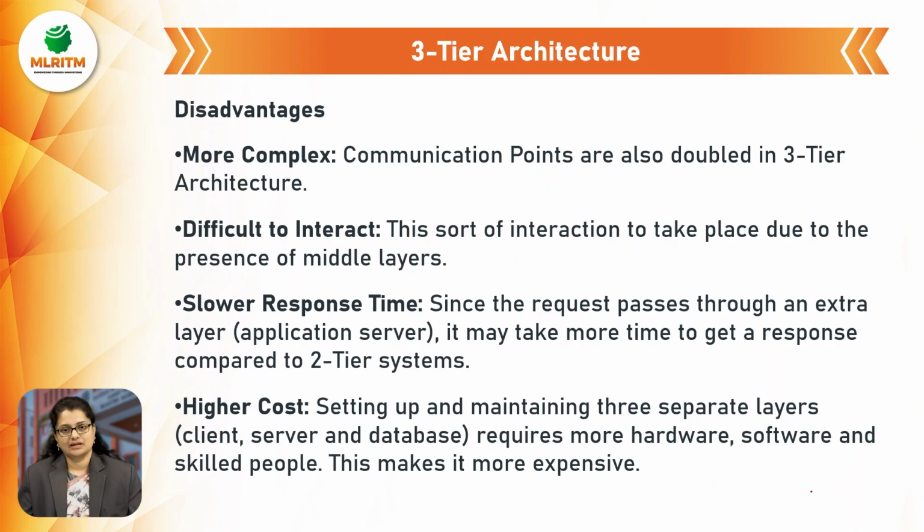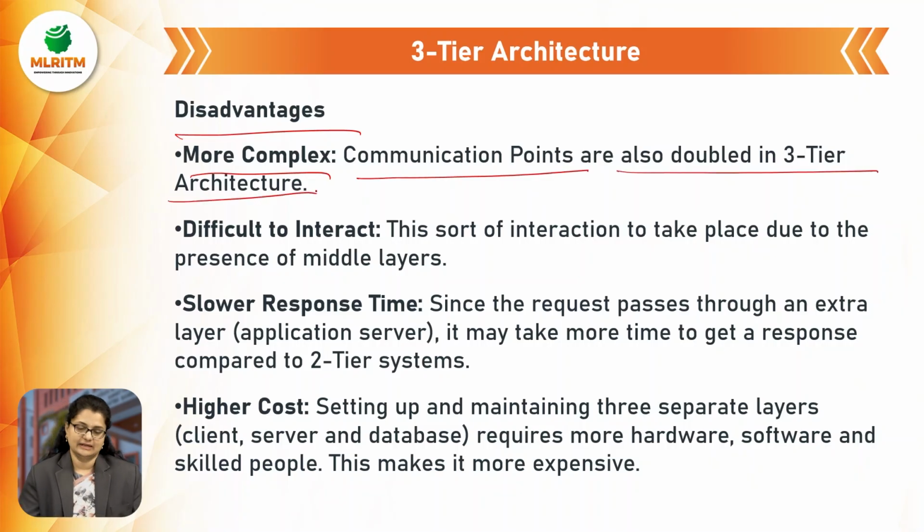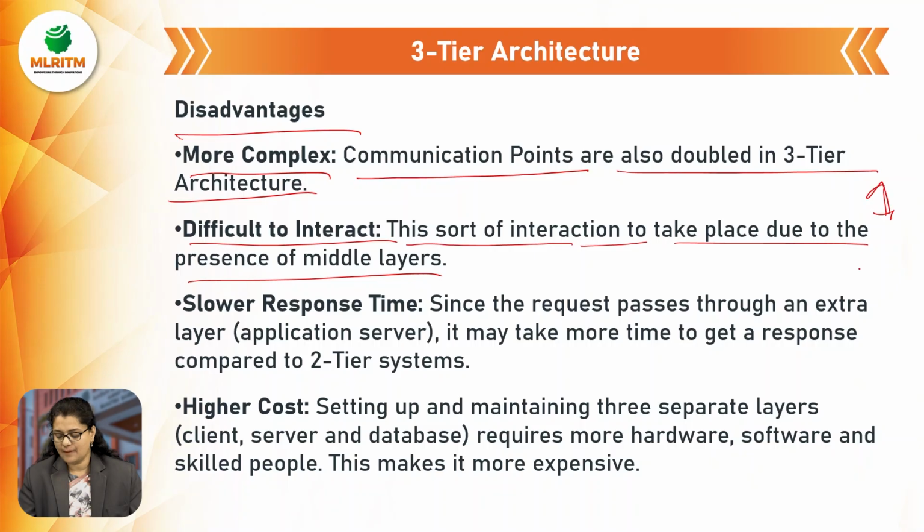And what are the disadvantages of the tier 3 architecture? This is more complex compared to tier 1 and tier 2. Communication points are also doubled in the tier 3 architecture, and it is difficult to interact. This sort of interaction takes place due to the presence of the middle layer. So we have the application server as an extra layer. By using this, it is difficult to access the data directly.